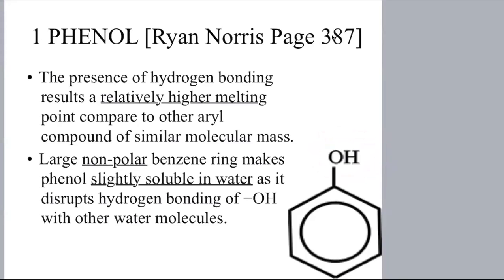Now, phenol contains a hydroxy group or an alcohol group and a benzene ring. Okay, so these two are, in a way, you can see it as two different functional groups. So you can see later on that when we look at the chemical reactions of phenol, some of them will be similar to an alcohol because of the OH group. Some of them will be similar to benzene because of the benzene ring.